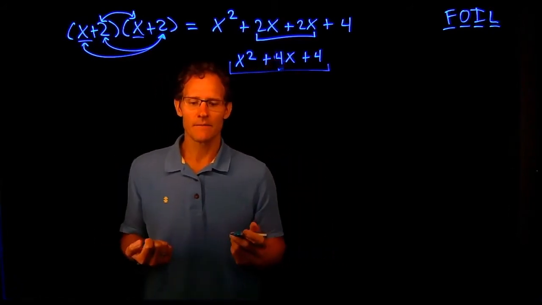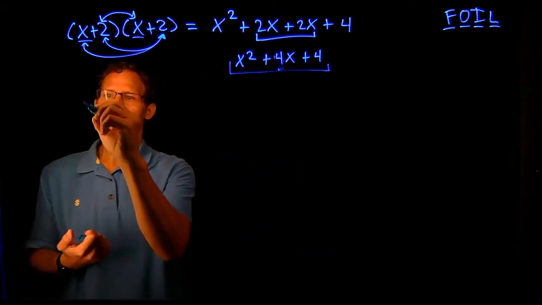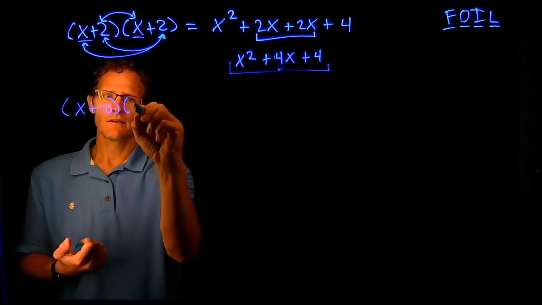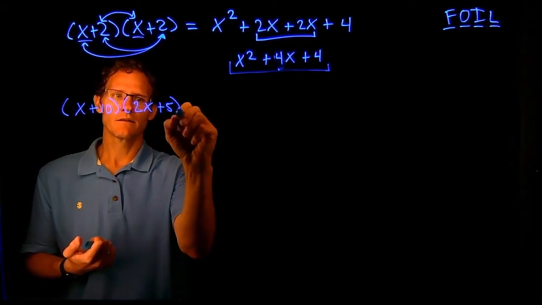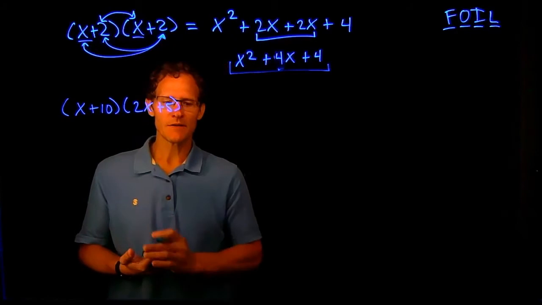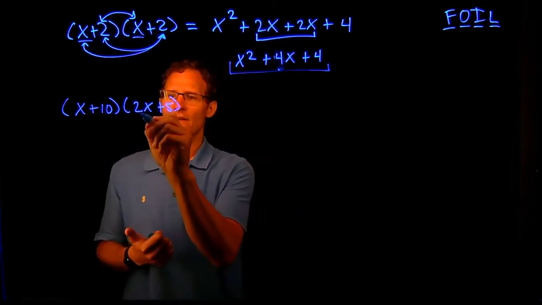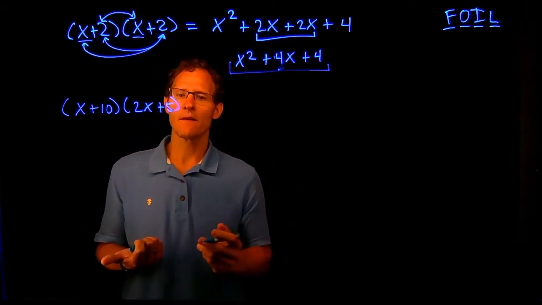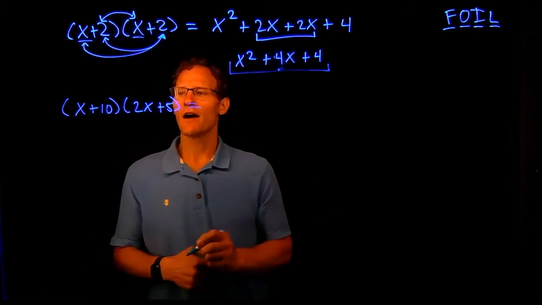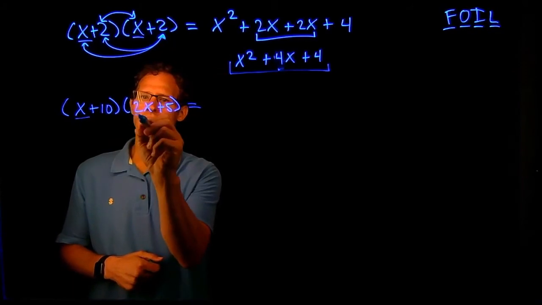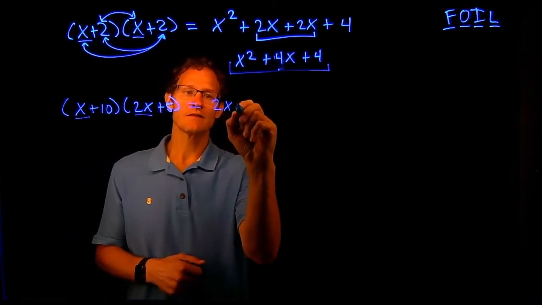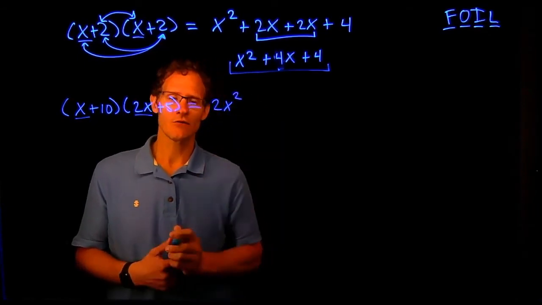Let's see another one. Let's use a little bit bigger numbers. Here we have x plus 10 times 2x plus 5. Okay? It doesn't matter that we have bigger numbers. It doesn't matter that we have a factor of 2 in front of x. We still take the same approach. FOIL. Our first, our x and our 2x. So this is 2x times x, so 2x squared.